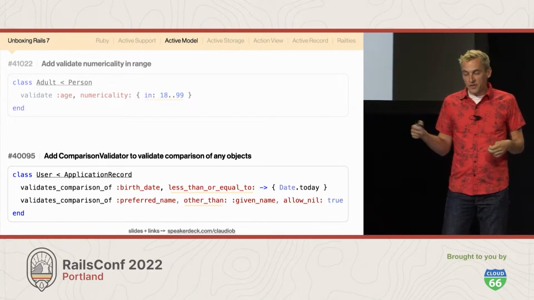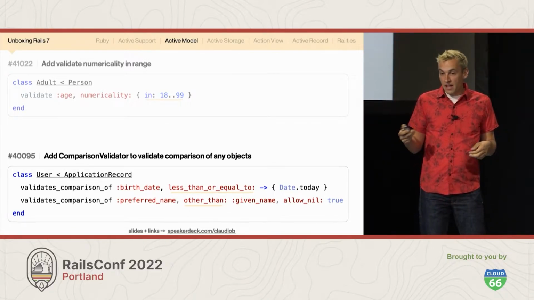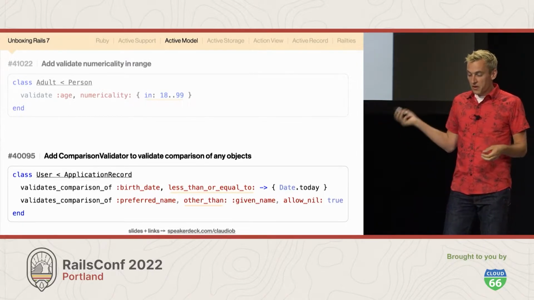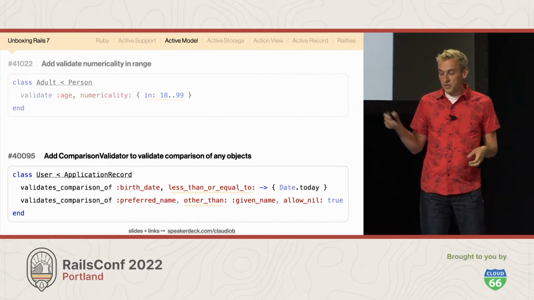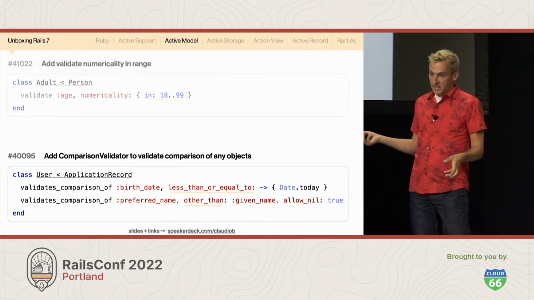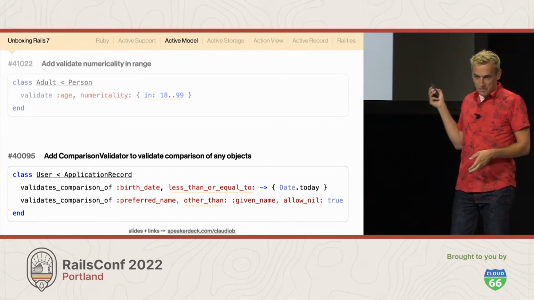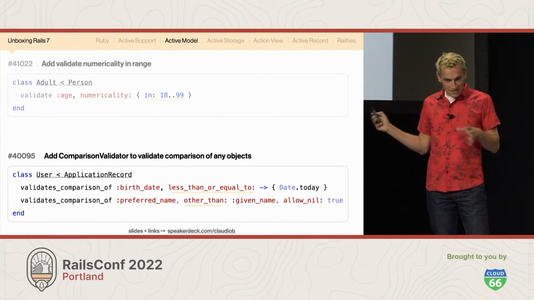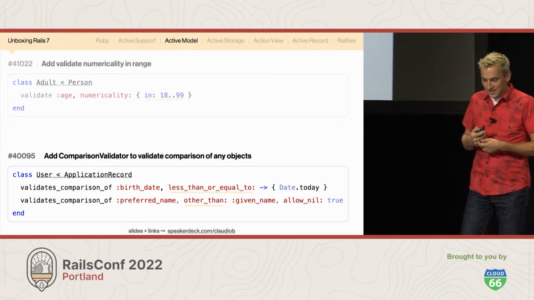So you can do that. Or you can ask them for their preferred name. They might leave it blank if they want, so allow nil true, but otherwise it should be other than their given name. So this is pretty powerful. You couldn't do something exactly like this before.